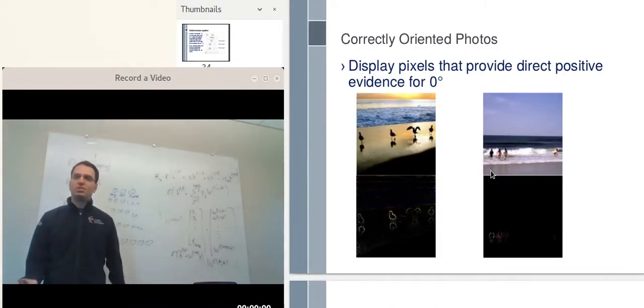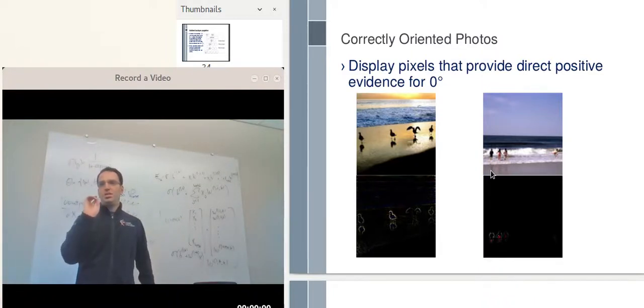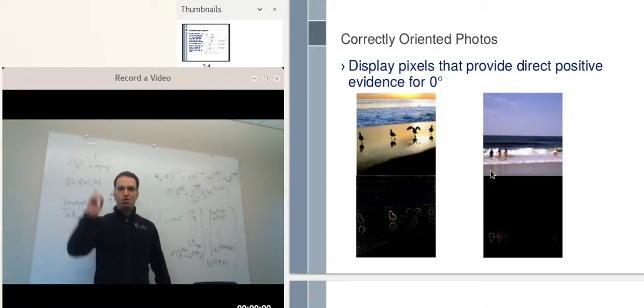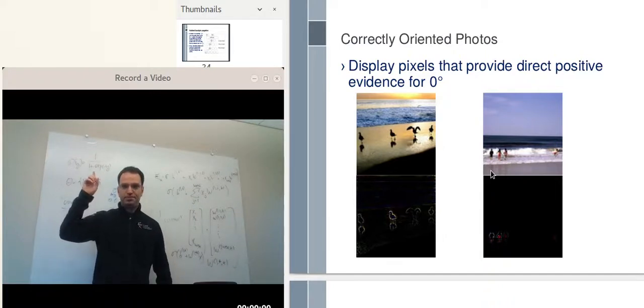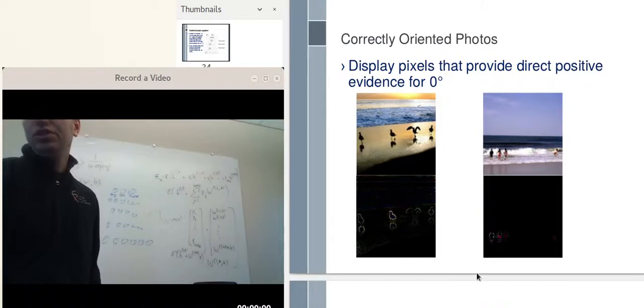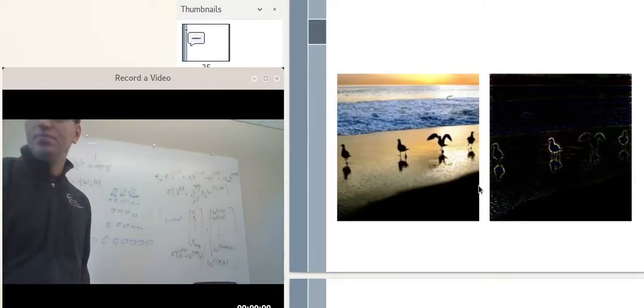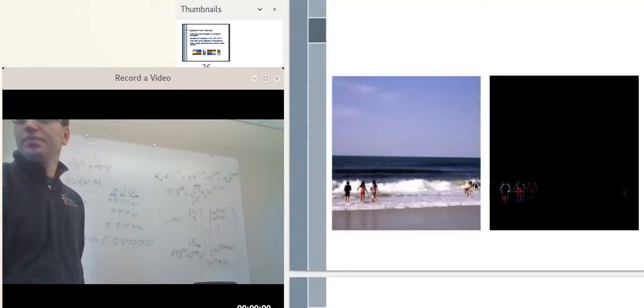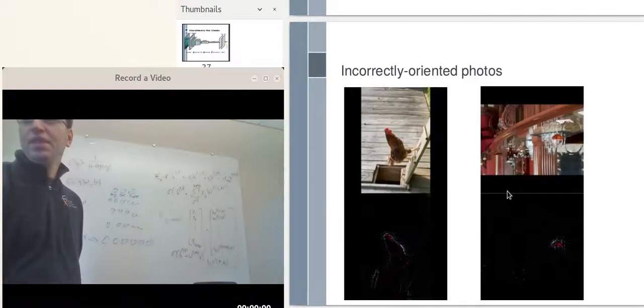And now what I'm displaying here is the pixels which provide evidence. This is the guided backprop visualization, just direct positive evidence for the photo being oriented this way. And what you see is that the outlines of the birds and the outlines of the people appear to be important for this. Here is a close-up for the people.